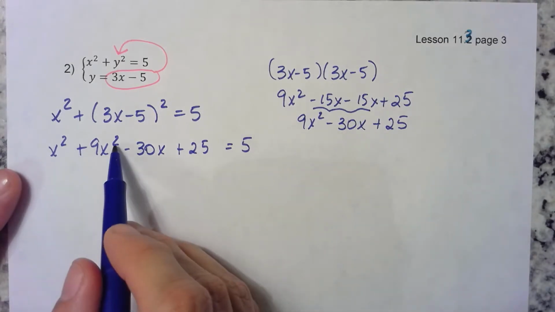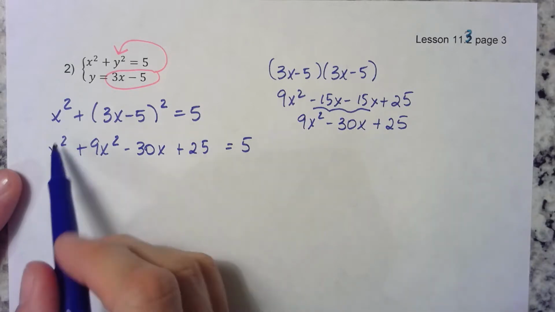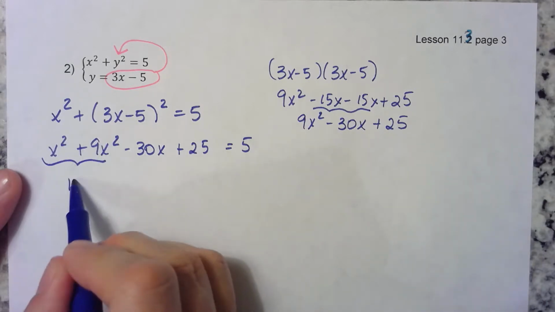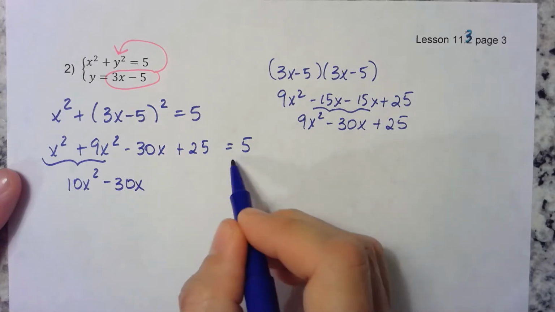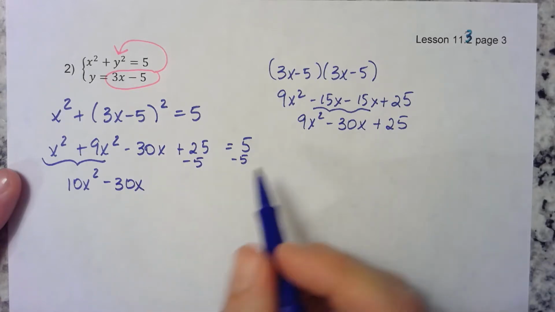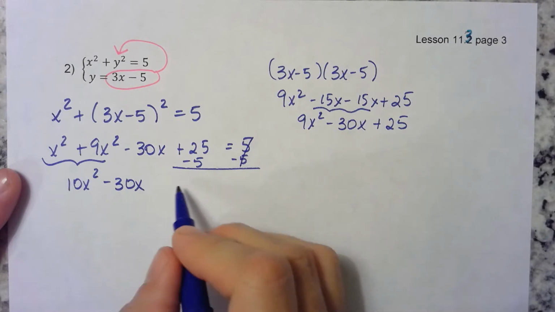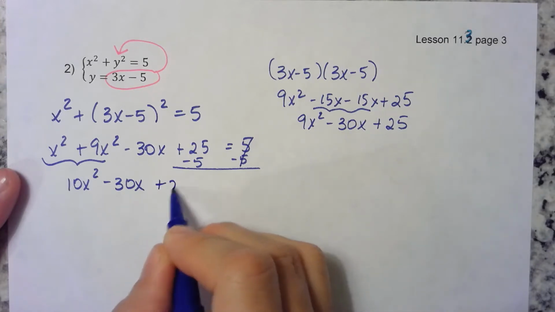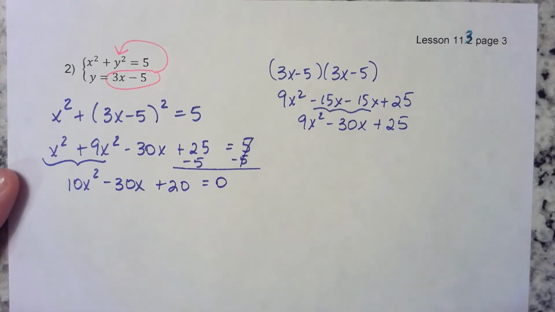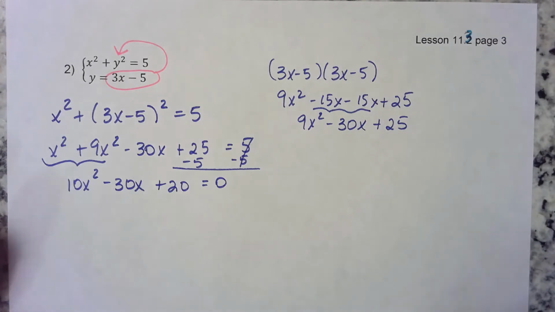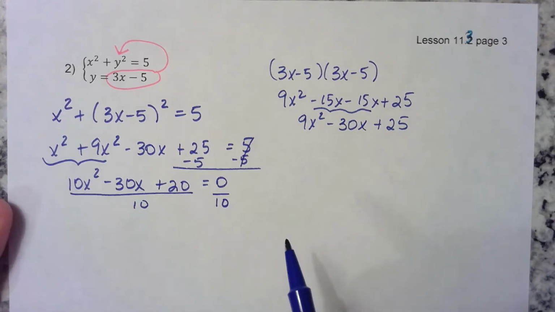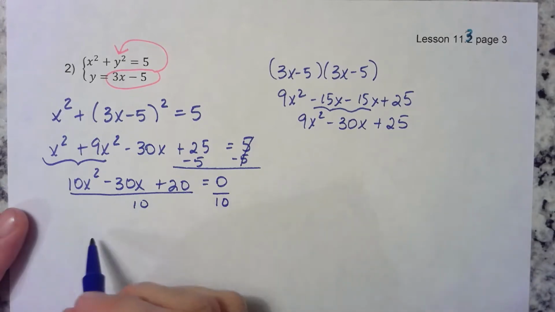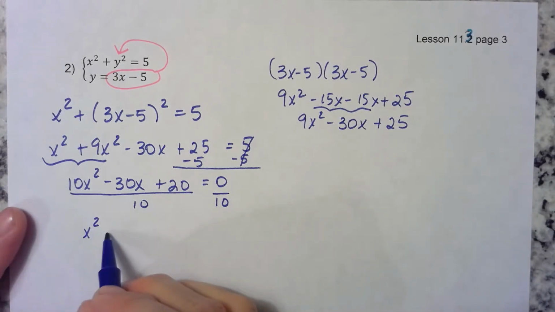That will give us 10x squared minus 30x. I'll go ahead and subtract 5 as well, and that would give us plus 20 equals 0. Now at this point, you could actually divide both sides by 10, and it'll make it a little bit easier for you. So we end up with x squared minus 3x plus 2 equals 0.